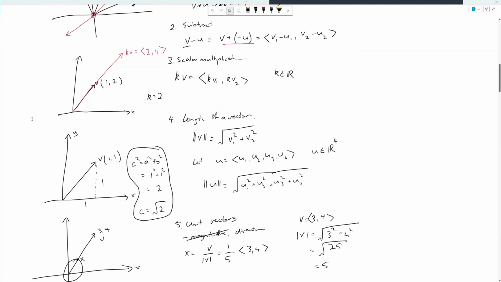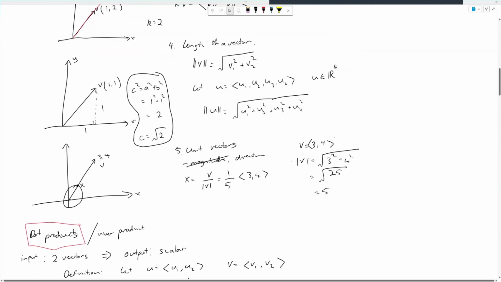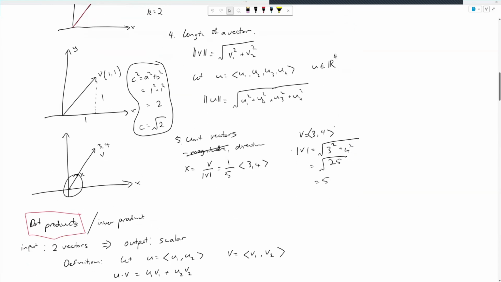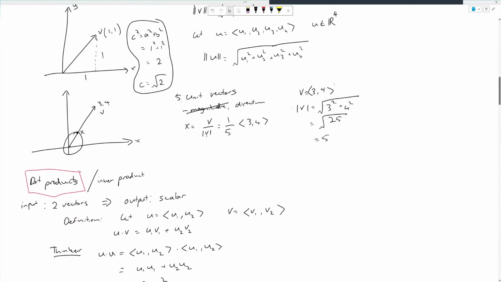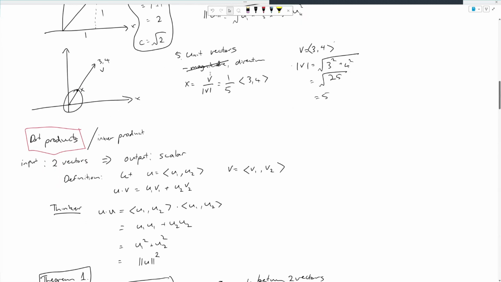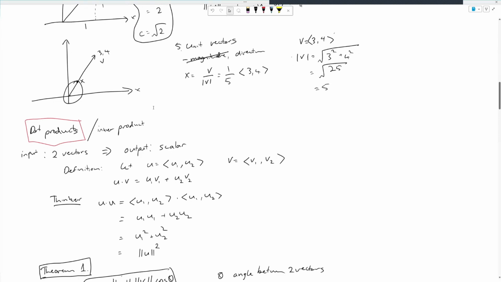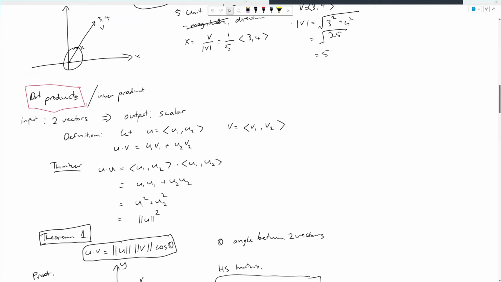Scalar multiplication, which is just stretching the vector. The length of the vector, which is just Pythagoras' theorem, and then the unit vector, which is just the vector divided by the length of the vector. This is very important for things later on, when we don't want to care about magnitude and we only care about direction.